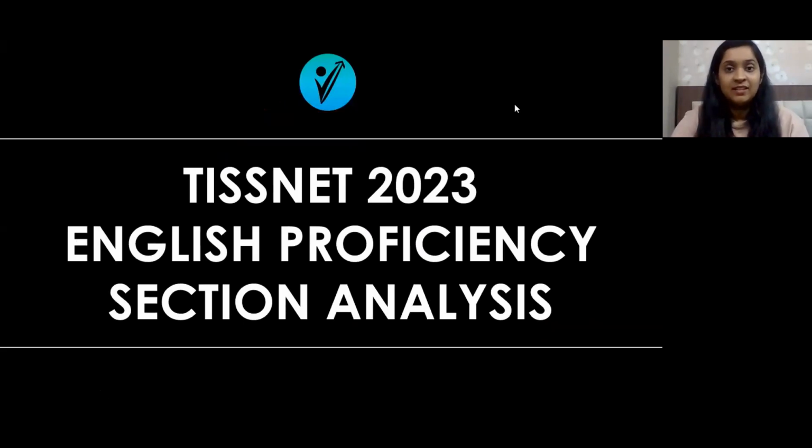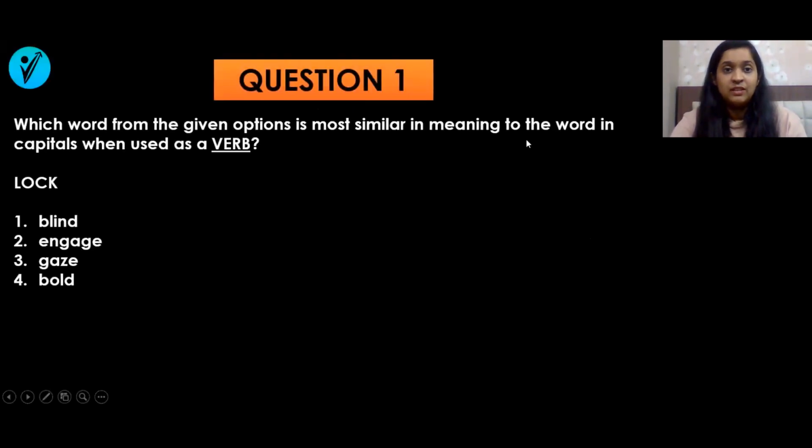And today we're going to discuss a very important part, which is the TISSNET 2023 English Proficiency Section Analysis. So the test is over, the results are out, and there are some people who could unfortunately not make it this year. And you are still thinking, where did I go wrong? Was this answer correct? Why should this be the answer, and why should this not be the answer? What did I do wrong? So here's the answer to your questions as to where you could have gone wrong, and we will be discussing the solution to all the 30 questions in the English proficiency section of the TISSNET paper 2023.